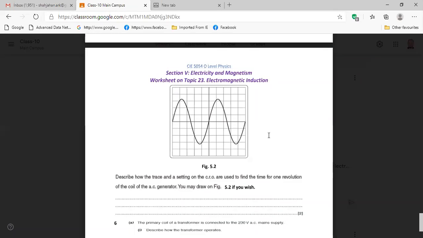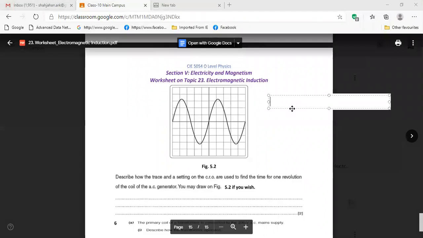So we can fix the time base. Like if the time base is given as 5 millisecond per centimeter, that means each of the small squares is showing you 1 centimeter. That means if you compare this one, it is the time period, right? A complete cycle showing you 1 time period. So how many centimeters are there? 1 2 3 4 5, 5 centimeters. So our time period here, how much?